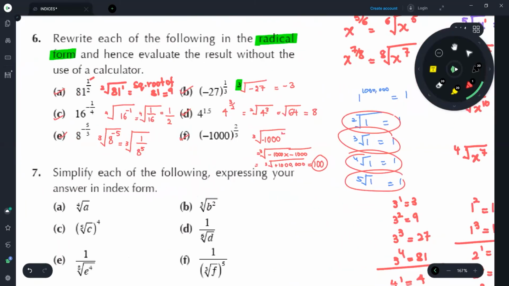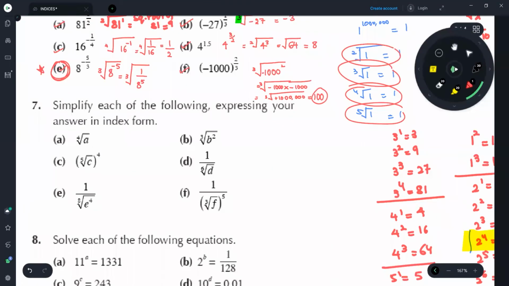Now this part I have an issue with. A to the power 5 would be 8 into 8 into 8 into 8, and that's too long a calculation without the use of a calculator. So we'll redo this part E again. Okay. Next is question number 7.